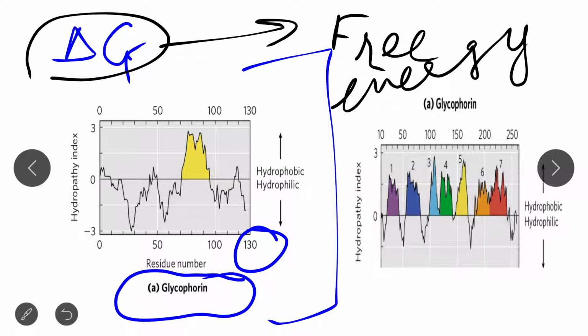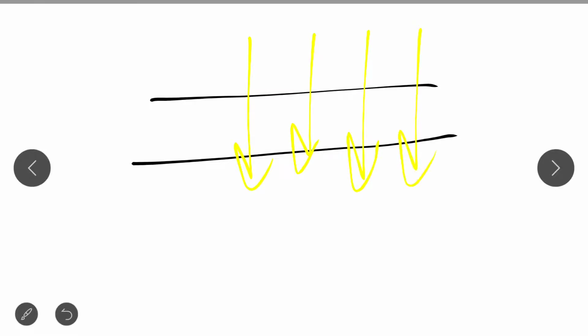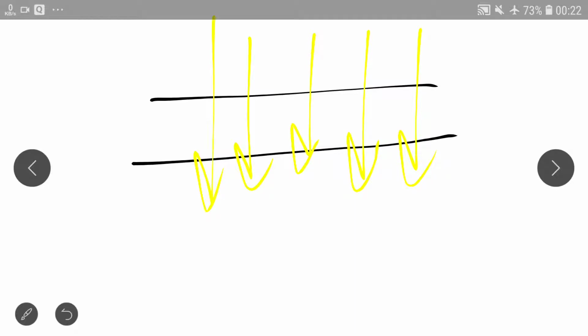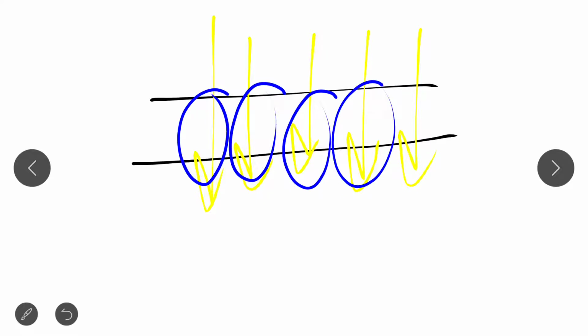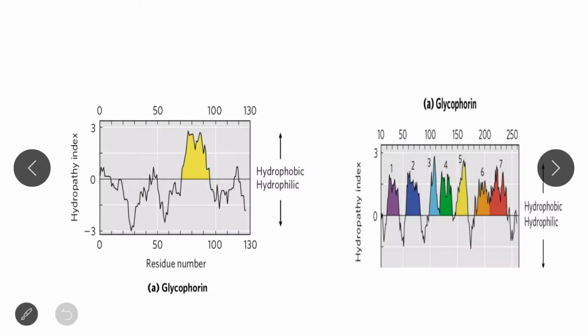As we know, suppose this is a lipid bilayer. In this way the proteins are inserted into the lipid bilayer, and we have to identify which segments are inserted. We can see this in the example of glycophorin.